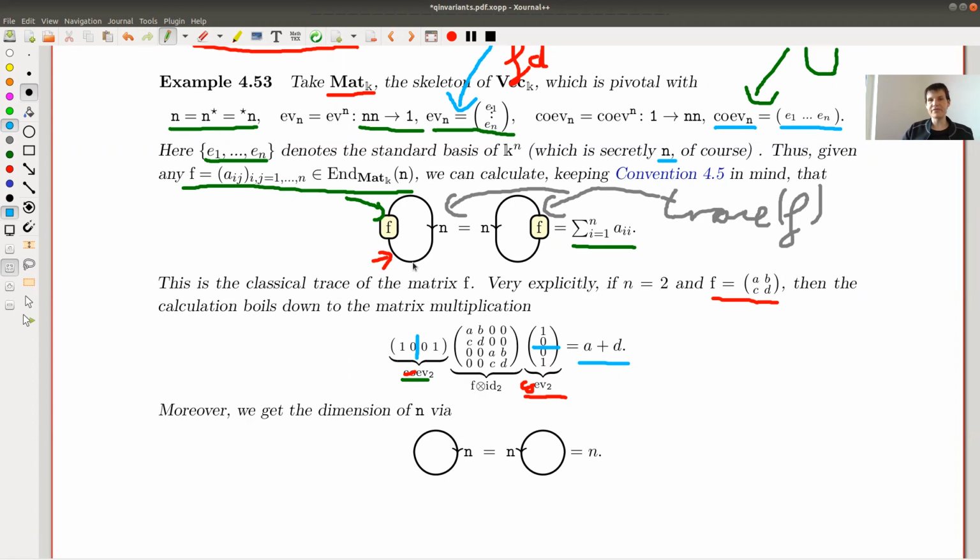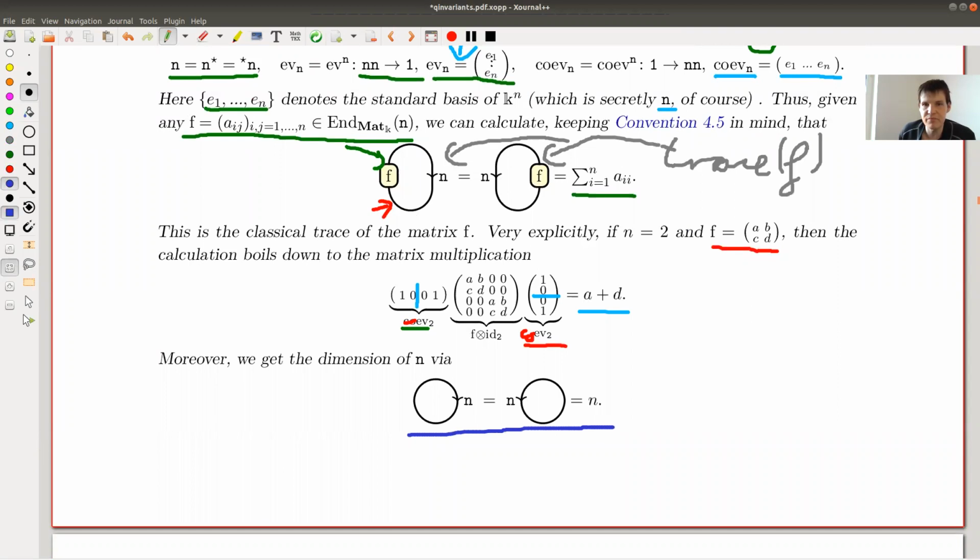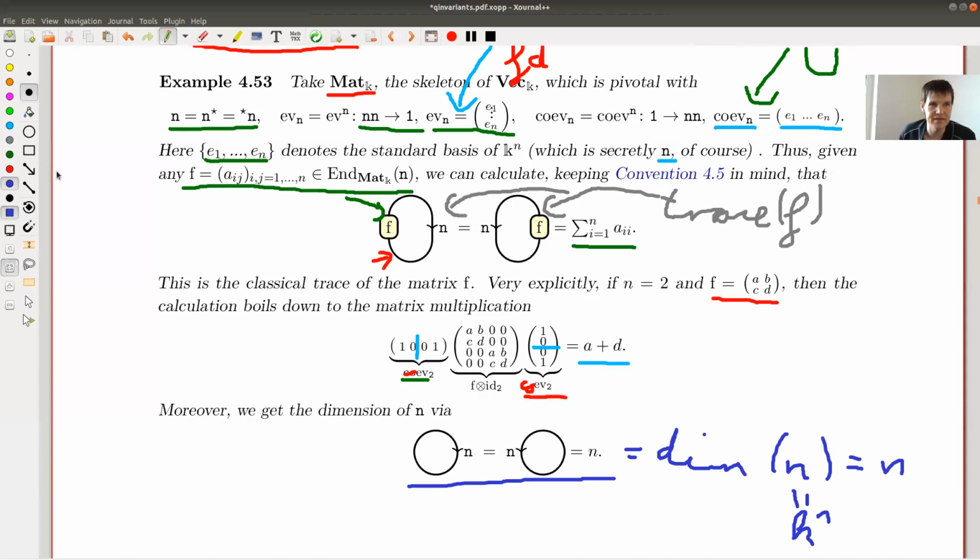And all you do is this matrix calculation, and you end up with a plus d, which is exactly the trace, which is exactly this picture in matrices. And of course, if you now put the identity morphism, then this picture represents a dimension. So this is a dimension of n, which is k to the n. So this is secretly k to the n. Dimension. So dimension is a closed circle, and trace is a labeled circle. That's all what I'm saying in this example.